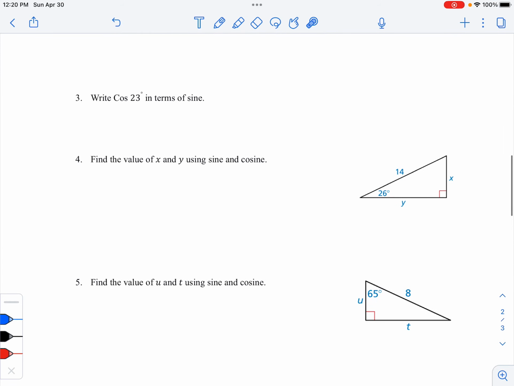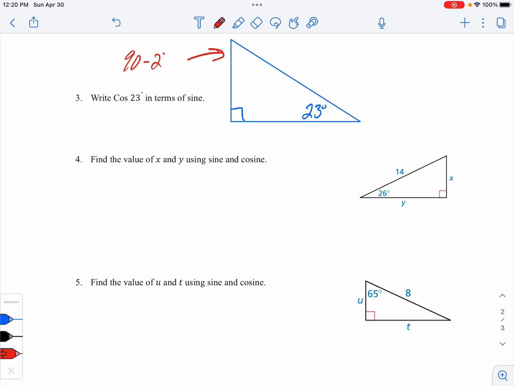So number 3, we can draw another little model again here. Okay, we know we've got a right triangle. I know my one angle is 23 degrees. I just picked that one because it looks a little smaller in my model. And I can find this other angle. I can find this one up here by doing 90 minus 23, and we get 67. So this angle must be 67. So that tells me that the cosine of 23 is equal to the sine of 67.